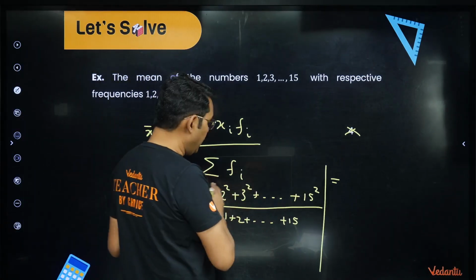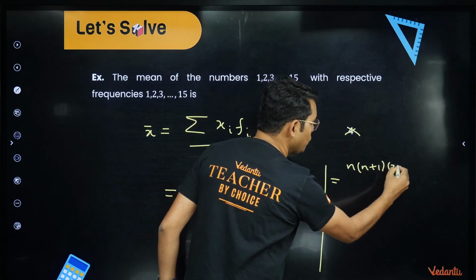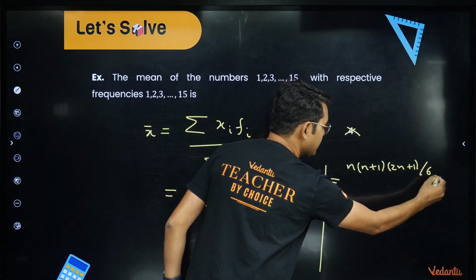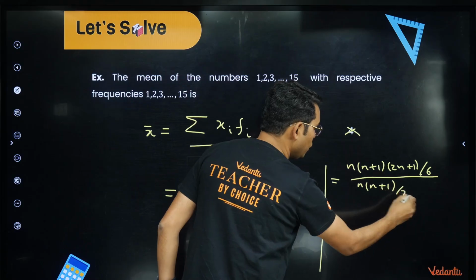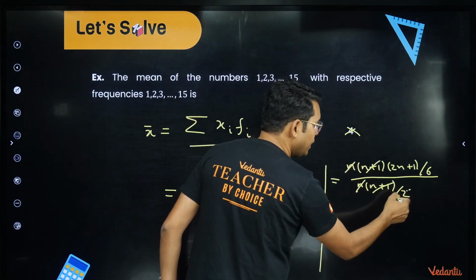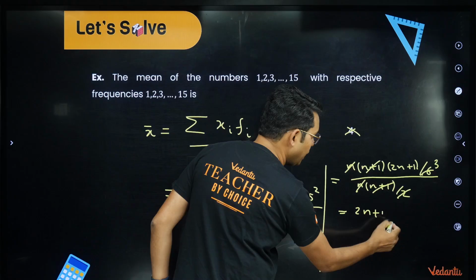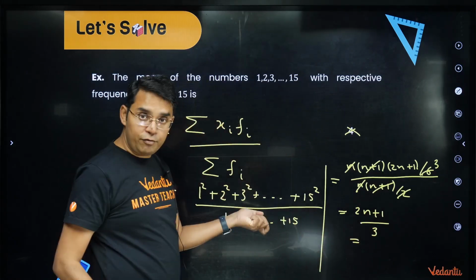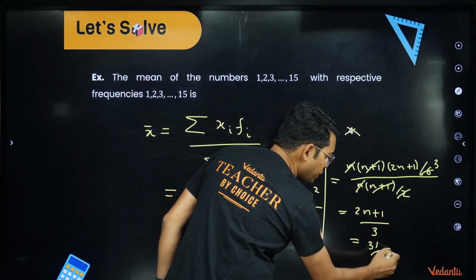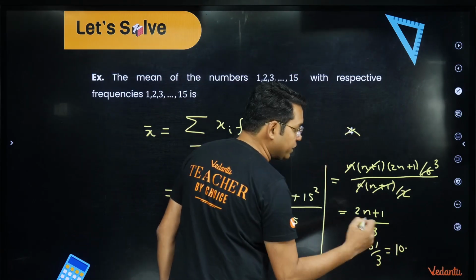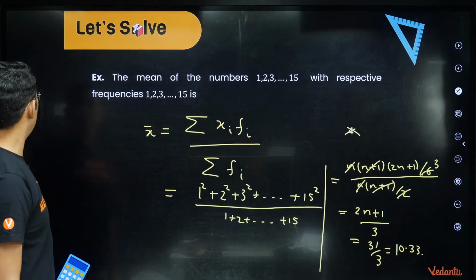Suppose this was up to n square, so it would be n into n plus 1 into 2n plus 1 whole divided by 6, and divided by n into n plus 1 by 2. So here n plus 1 will cancel, 2 will cancel with 6, 3 times. So we will be getting 2n plus 1 upon 3. Here n is 15, so it will be 15 into 2, 30 plus 1, 31 by 3. So up to 2 places of decimal, it will be 10.33. So that is how this question can be done.